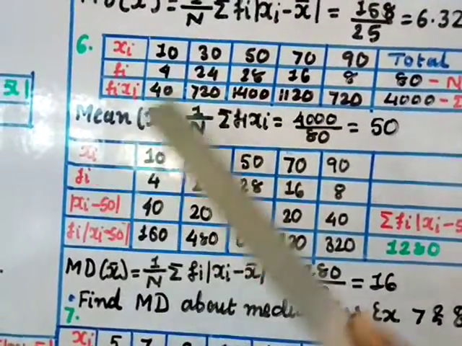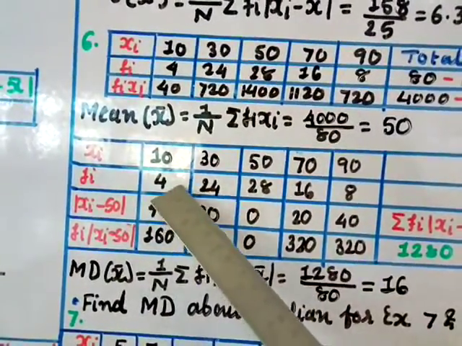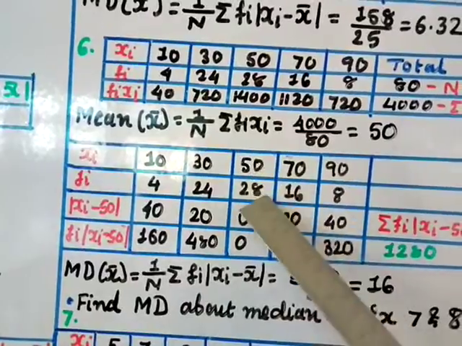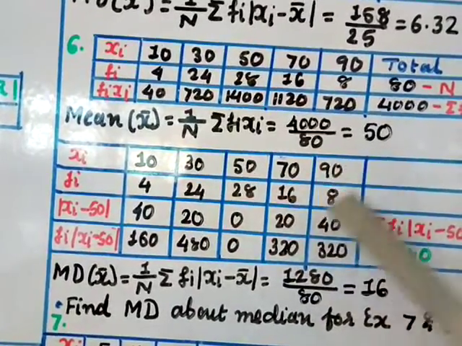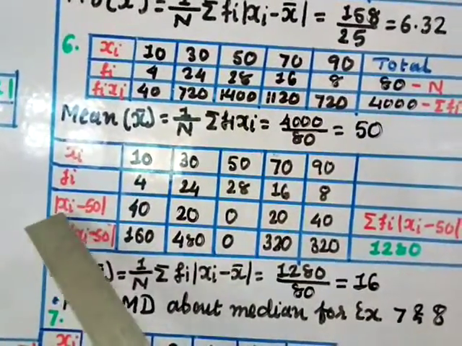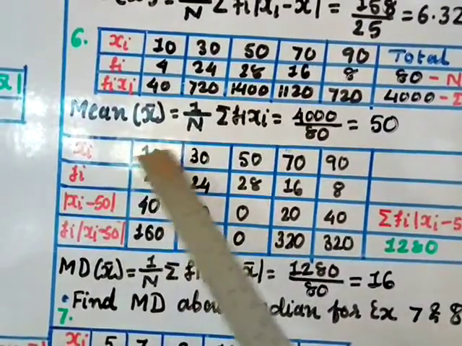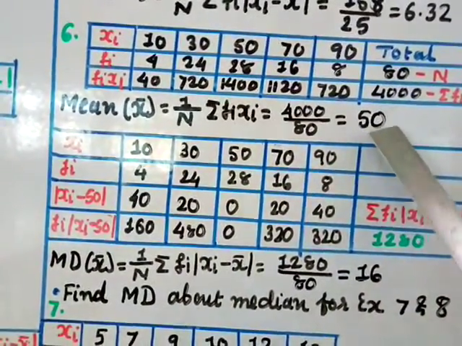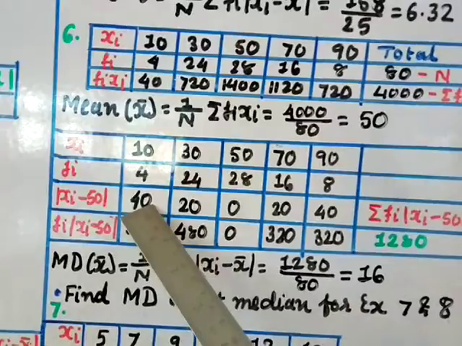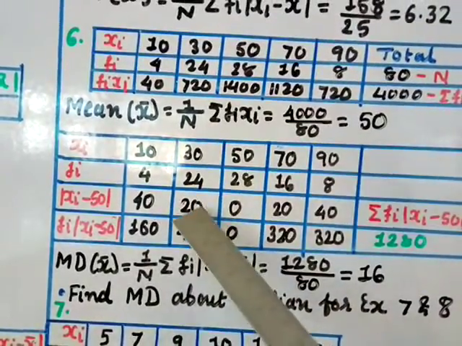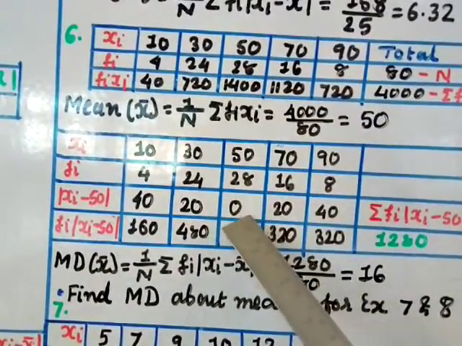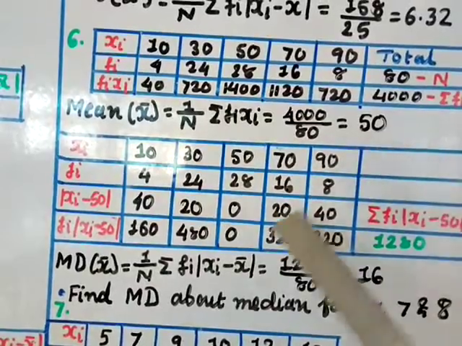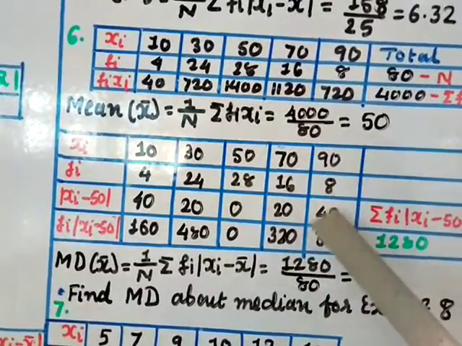So xi and fi, from here I am just writing 10, 4, 30, 24, 50, 28, 70, 16, 90, 8. Then xi minus 50, that means these values minus 50. So 10 minus 50, 40. 30 minus 50, 20. 50 minus 50, 0. 70 minus 50, 20. 90 minus 50, 40.